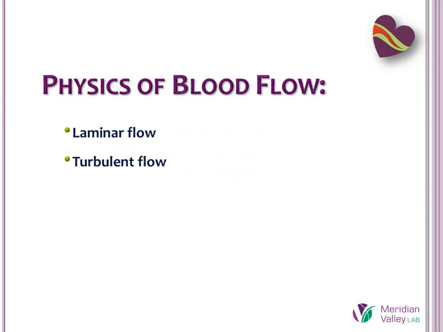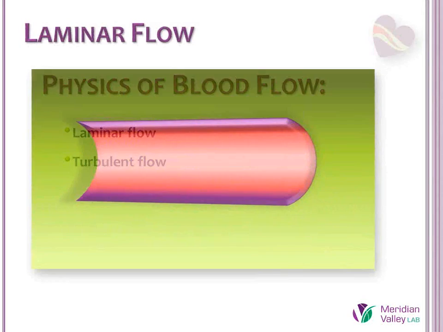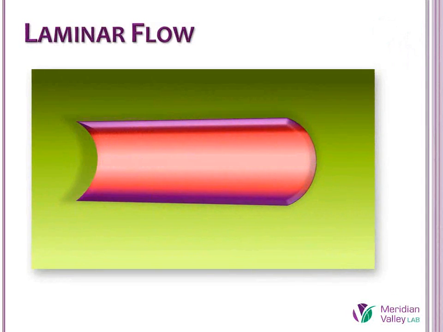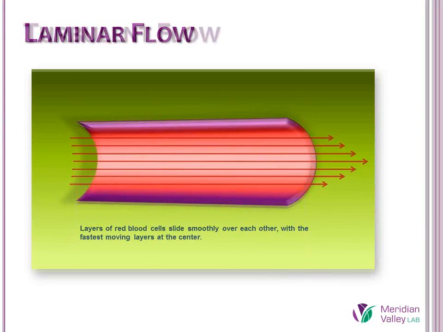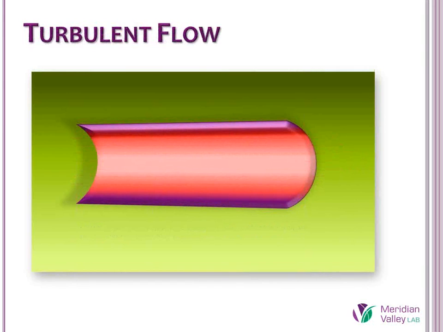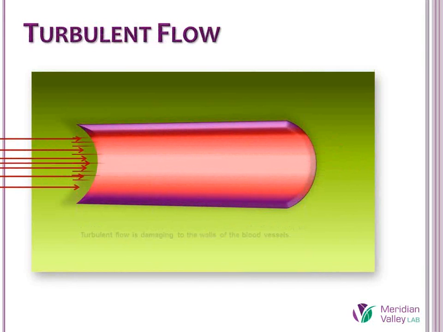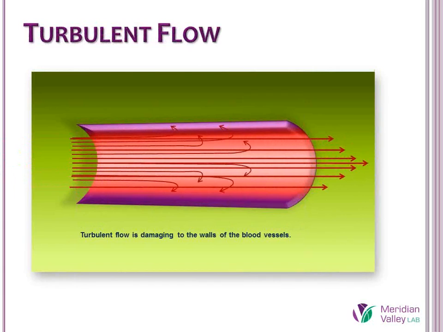We describe blood flow as being either laminar, which means in layers, or turbulent. Let me show you what I mean. In laminar flow, layers of red blood cells slide smoothly over each other with the fastest moving layers at the center. In turbulent flow, the blood forms eddies and slows down. The turbulent flow is damaging to the walls of the blood vessels because the flow becomes directed at the walls instead of sliding past them.